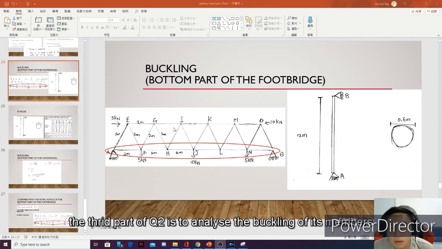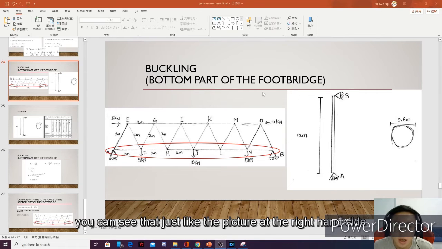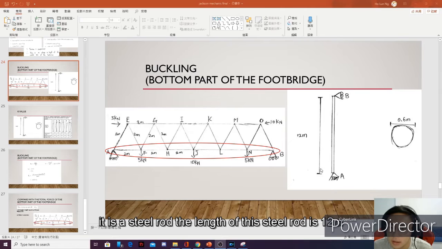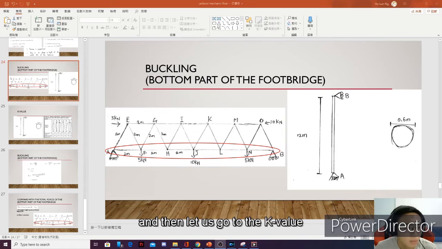The third part of question number 2 is to analyze the buckling of its member. In this part, I will only analyze the bottom part of the footbridge. Just like the picture on the right hand side, I drew it out. It is a steel rod, the length of this steel rod is 12 meters, and the cross section of the rod has a 0.6 meter diameter.